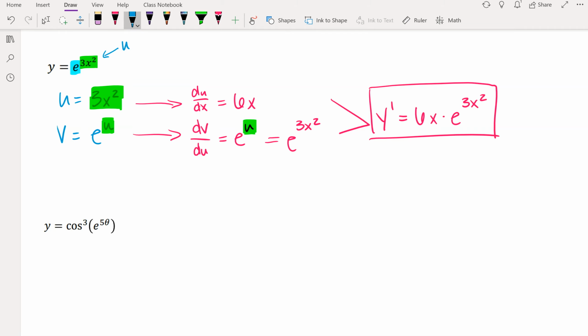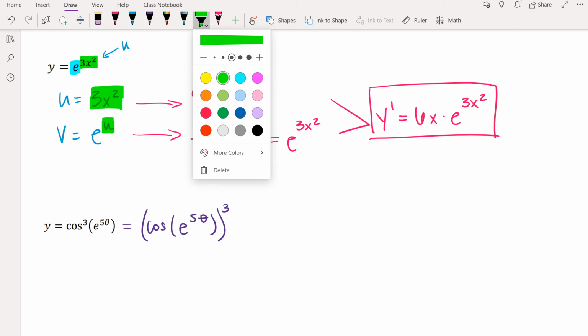We have cosine. This one we need to rewrite. We have cosine cubed of e to the 5 theta. Now, really quick, before we take any derivatives, let's rewrite this. You need to know that this is the same as cosine of e to the 5 theta, cubed. Theta is our variable, that's like x. Just be aware of that. So this is the same as cosine e to the 5 theta, cubed.